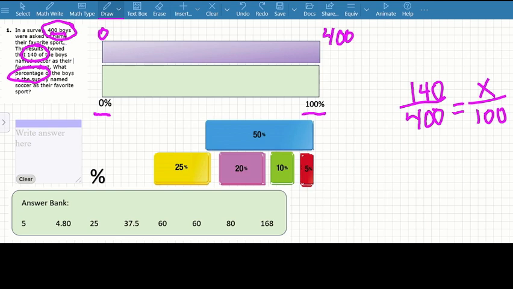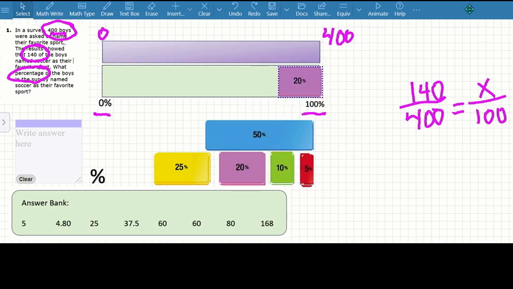Now I am looking for what 140 represents. The best way to do that is to take the percentage bar into sections so I can correlate them with the actual students. I'm looking for a number that divides easily into both 100 and 400, and a number that does that is 20. So I'm going to drag up all of the 20s until they fill up the percentage bar.